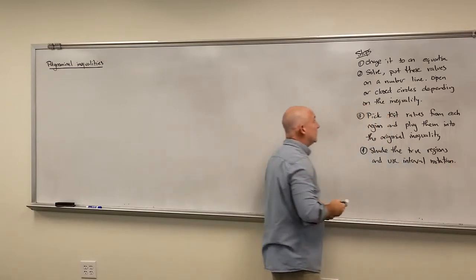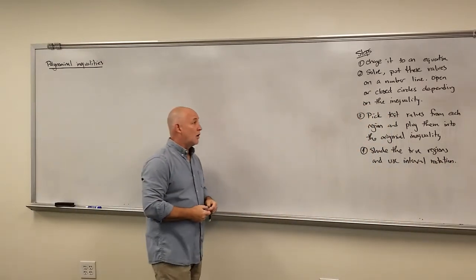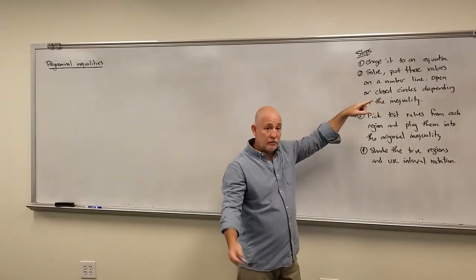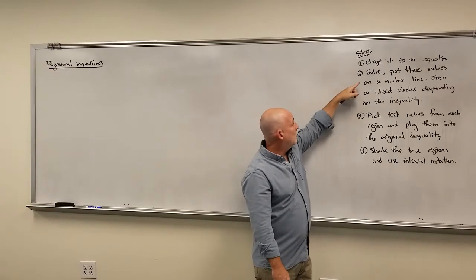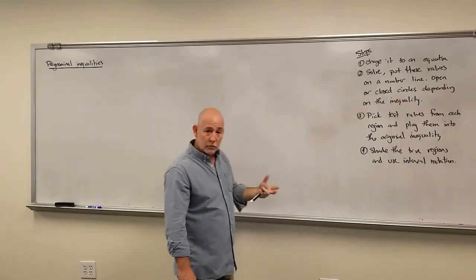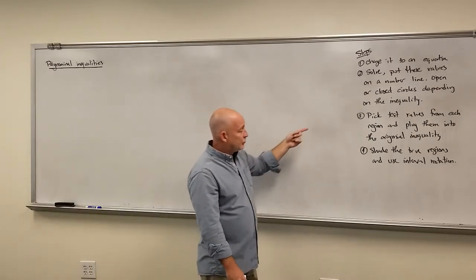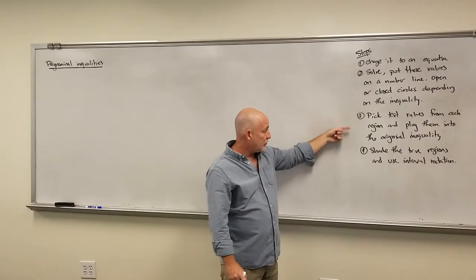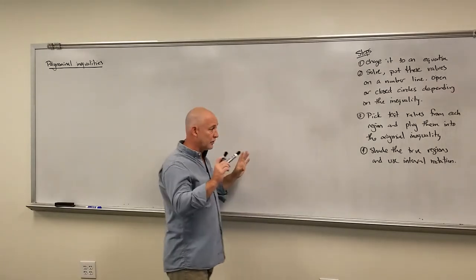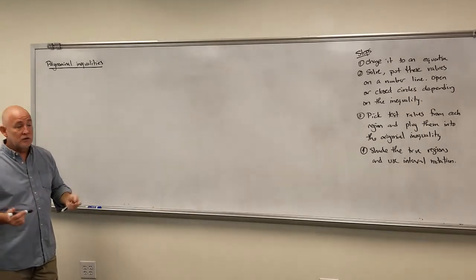Okay, let me read through them again for you. We're going to change this to an equation because we know how to solve an equation. We're going to solve that. We're going to put those values on a number line, open or closed circles depending on the original inequality. And then we're going to pick test values from each region. You'll see what I mean by region when we do that, and plug it in the original inequality. This is us determining which regions are true for the inequality part. And then all we got to do is shade the true regions and use interval notation.